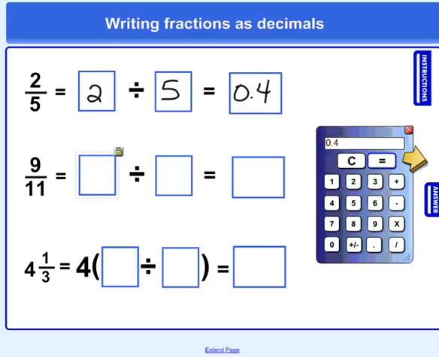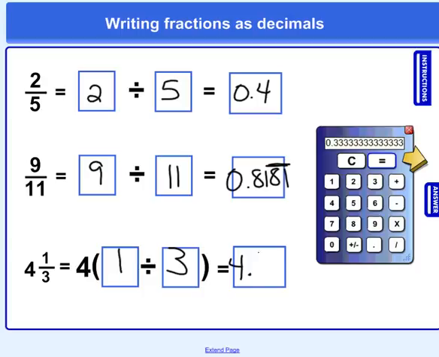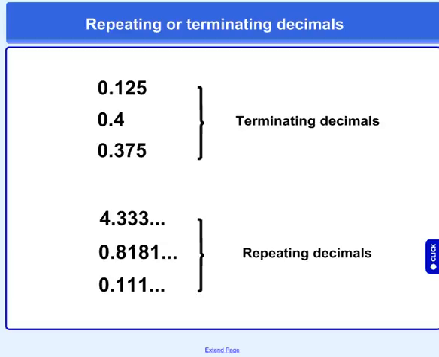So 9/11ths would be 9 divided by 11. And here I have a repeating decimal, 81, 81. And I'll put my line over both the 8 and the 1 because those are the numbers that continue to go on. And here I have 4 1/3. I already know that 4 is going to be my whole number. So I only need to do 1 divided by 3, which gives me a continuing 3, 3, 3, 3, 3.